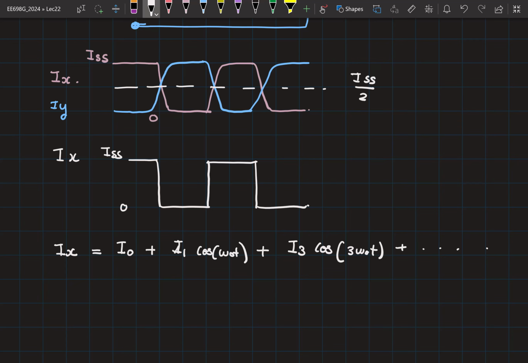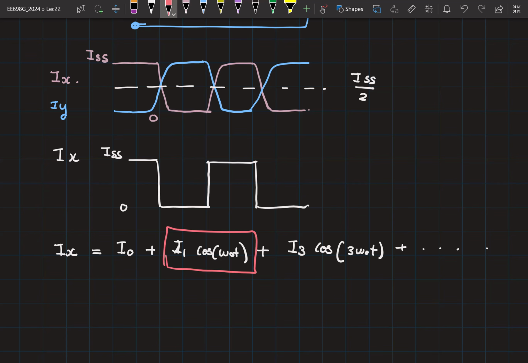So far okay? Now the tank is a very narrow band, right? The tank is going to offer a good impedance only around omega naught, which means even though all of these currents are going to flow through the tank, only this component is going to generate a significant potential across it.